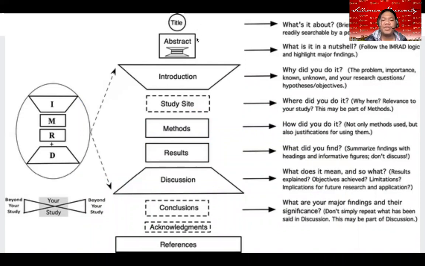the methods, the results, the discussion, the conclusion, the acknowledgements, and your references. So this is going to be the layout of your final paper. So for the title, what it actually asks is the question, what is it about? Like the brief, informative, and readily searchable by a person or machine.